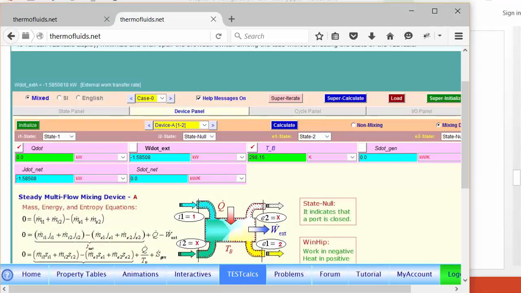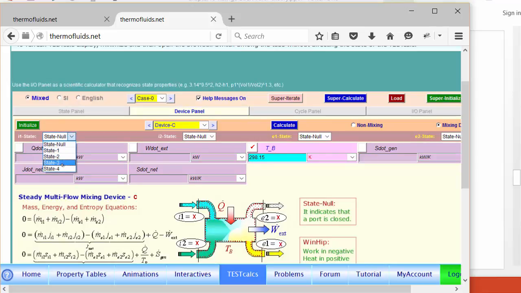Let's make sure these numbers are correct. So device A has been analyzed. Device B is our condenser. State 2 to 3, heat is going out. There is no work transfer. Q dot should be a negative number. In the isenthalpic expansion valve, at 3 the flow enters and at 4 the flow goes out. There is no work transfer, and heat transfer also should be 0. When you calculate, that is what is shown.